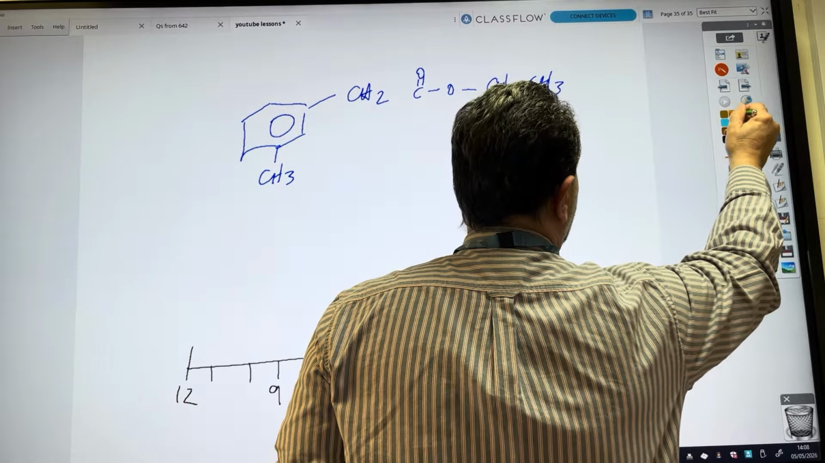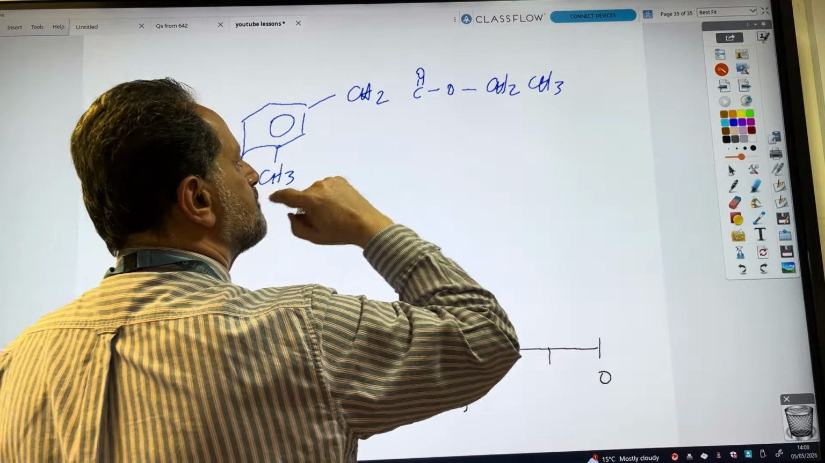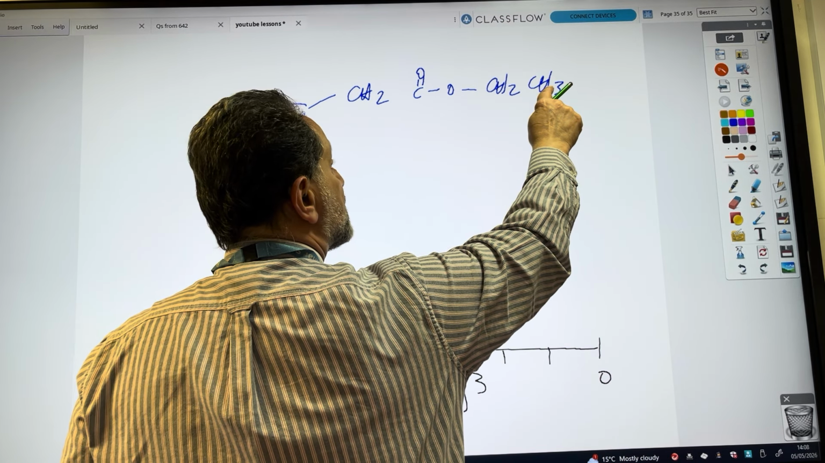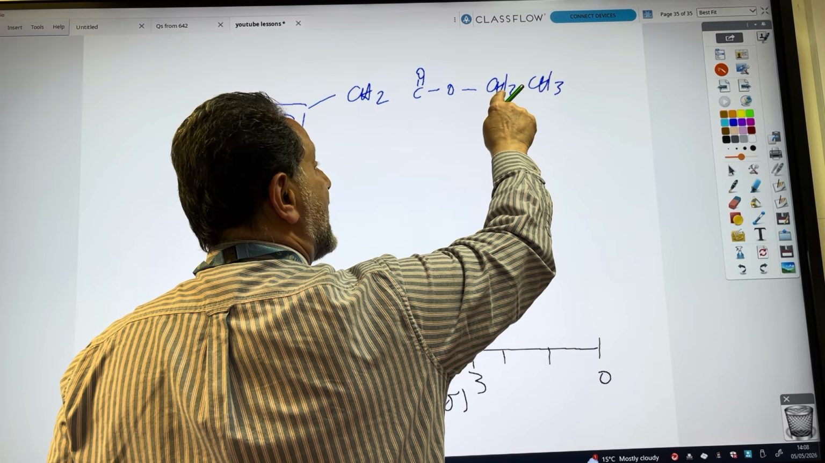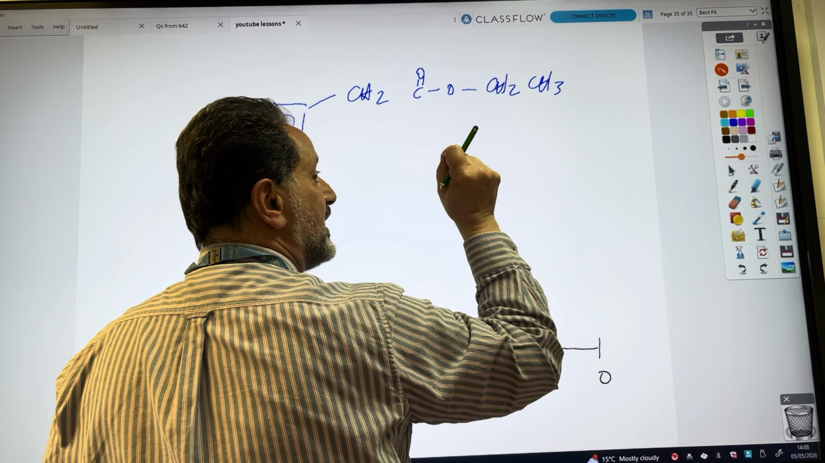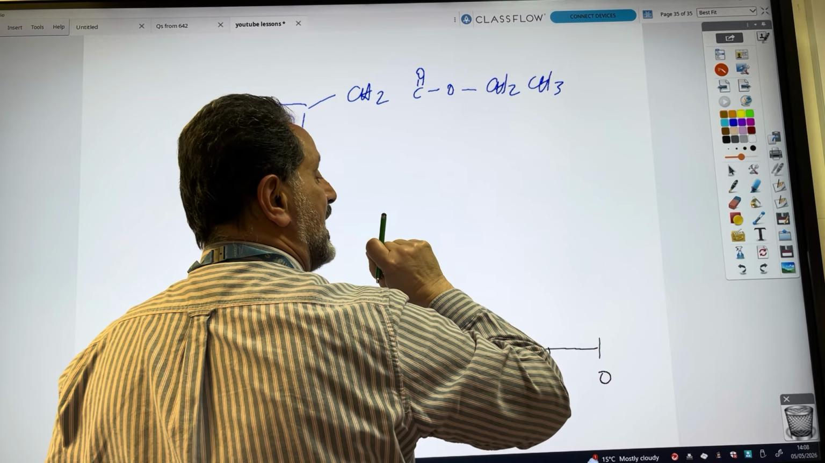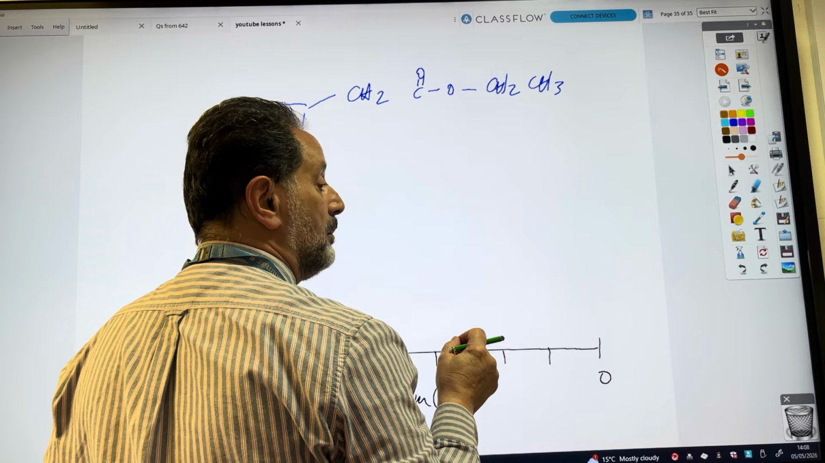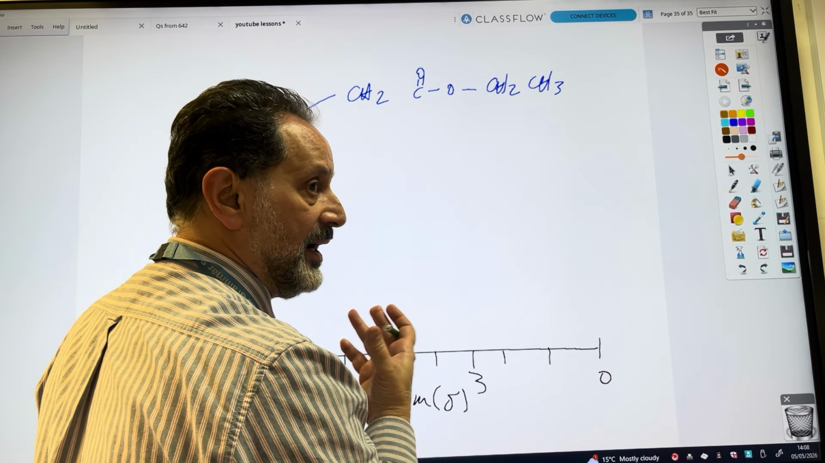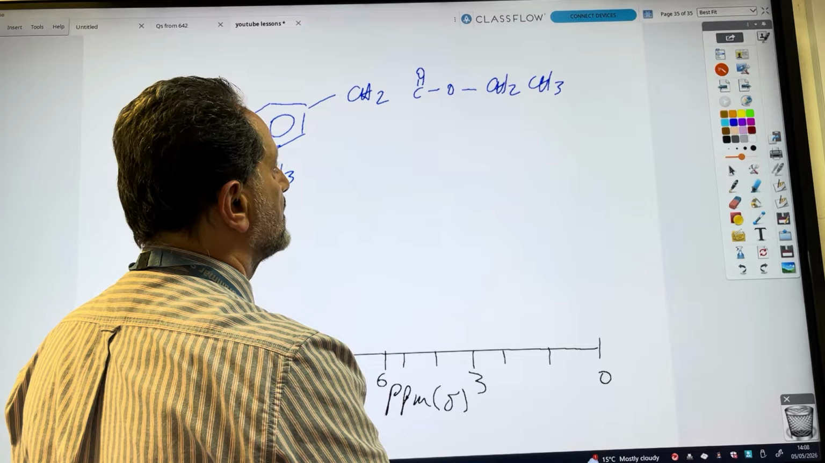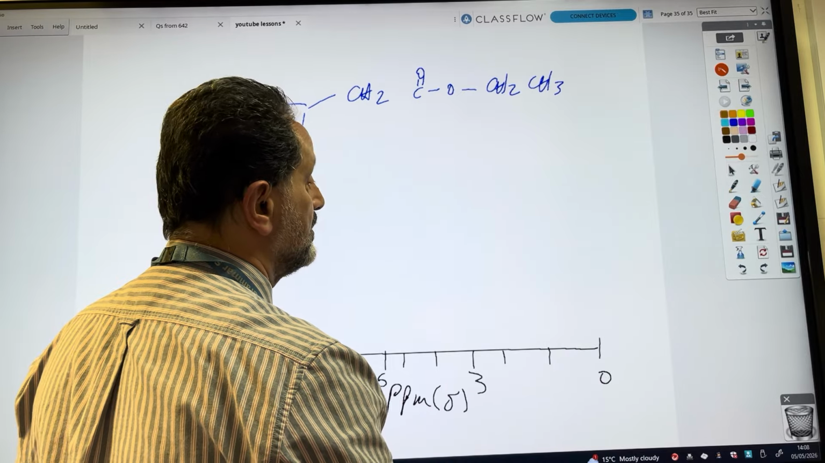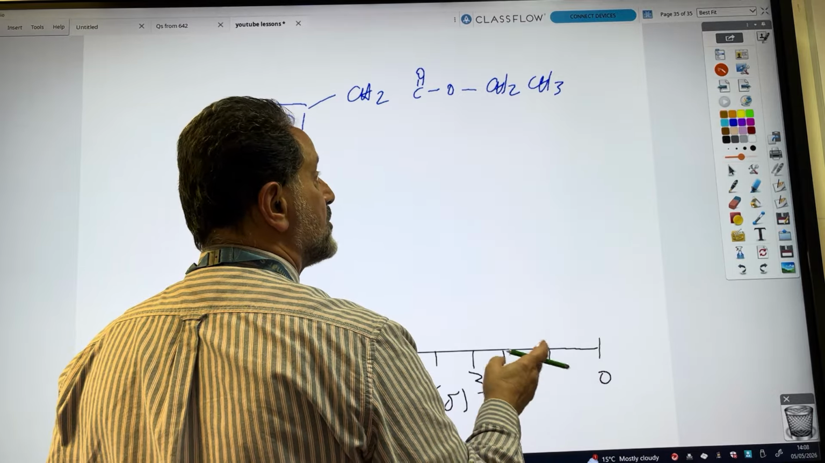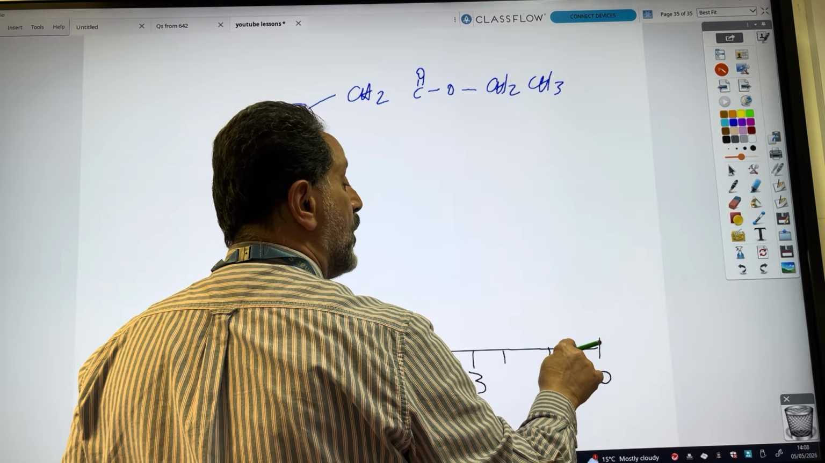Now, let's use different colors for each of these things. Let's start from that end. Where does that CH3 appear? CH3 is sitting next to an alkyl. Bear that in mind. CH3 is sitting next to an alkyl. Where do alkyls appear? In the 0 to 2 ppm. Again, I reiterate, I perhaps know these things by heart. You don't need to. You have to refer to the data sheet. So its neighbor is pulling it towards the 0 to 2 region. So that's where the CH3 will be.